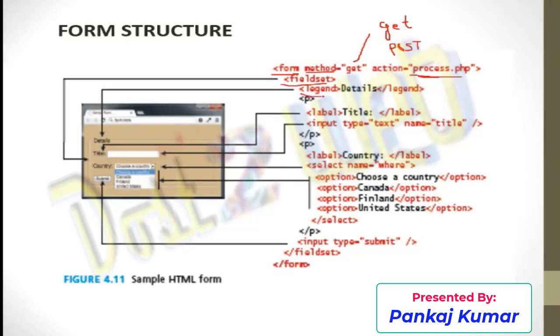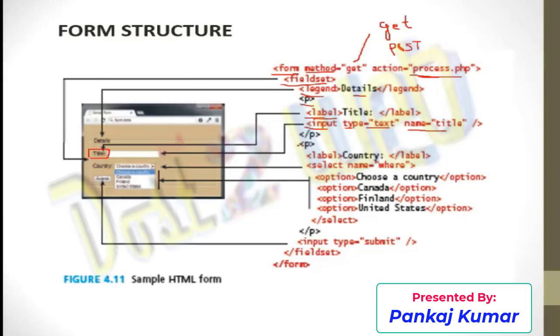Then we are using legend, details, then another paragraph in that label. Whenever you want to define a separate title like this, you are going to use label. And when you want a text field, you define it as an input type. You can see that I'm using input type text. Some name you have to define. You also have to define an ID at a later stage when you are going to interact with the server. Name and ID should be defined.